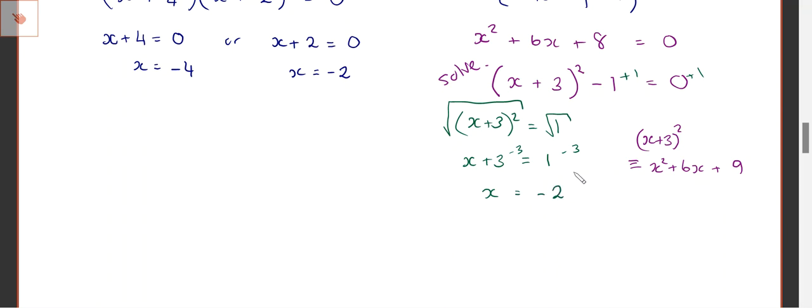Right. Do we have the same answer as previous? Completely? No. What's missing? The negative 4. Where does that come from?